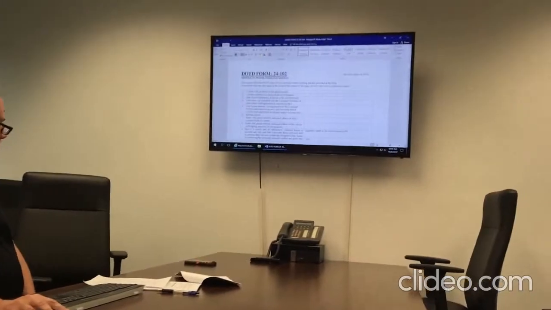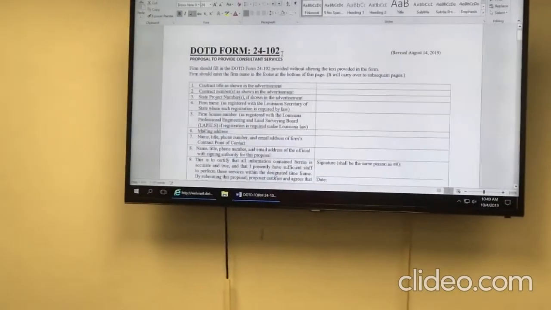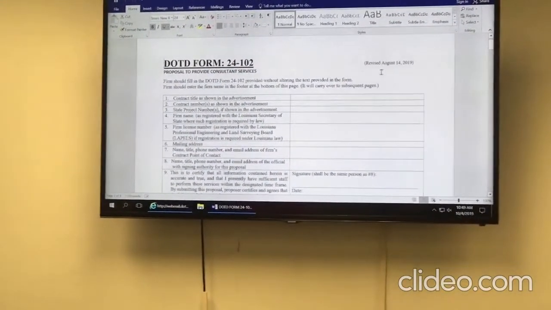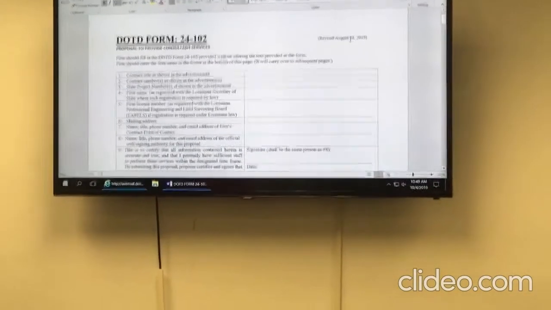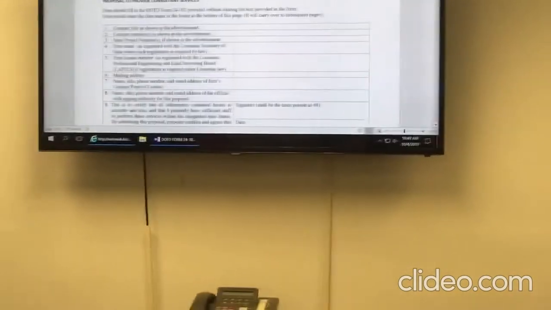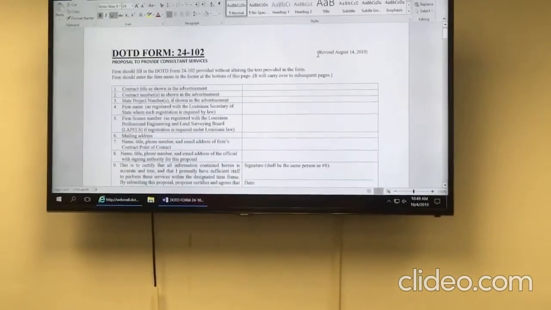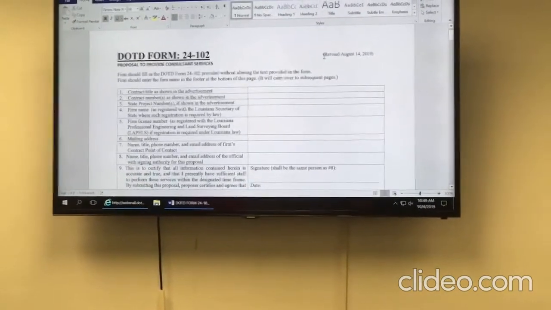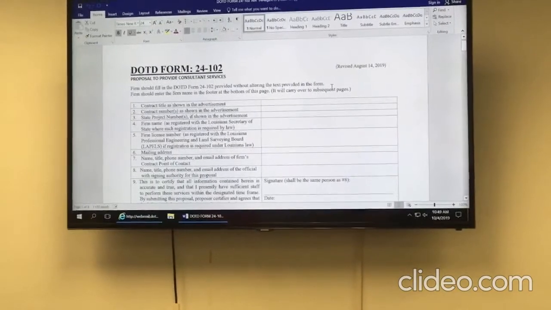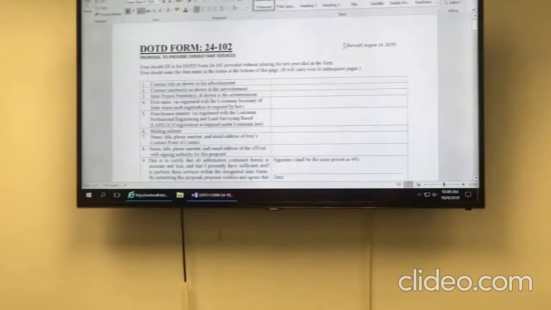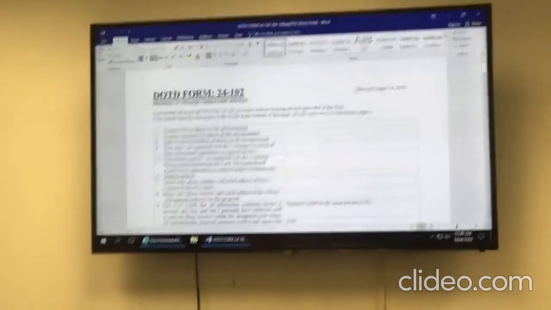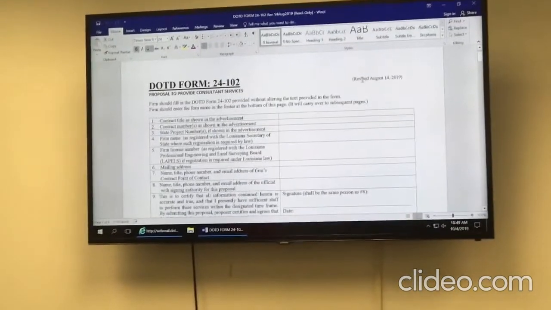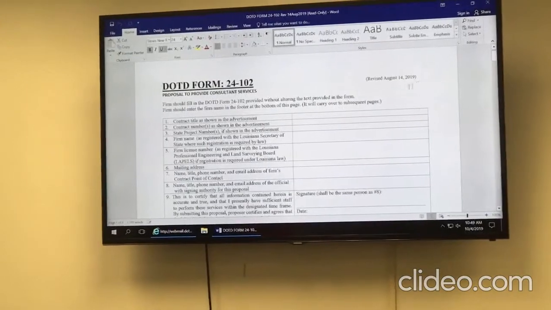This is the DOTD form 24102, which is on our website. The current version is August 14th, 2019, and that is one of the issues right there. Sometimes people don't use the most recent version of the 24102, so consequently some of the information may not be where it's supposed to be or may not be there at all. So always go to the website and make sure you have the current version, which is August 14th, 2019.